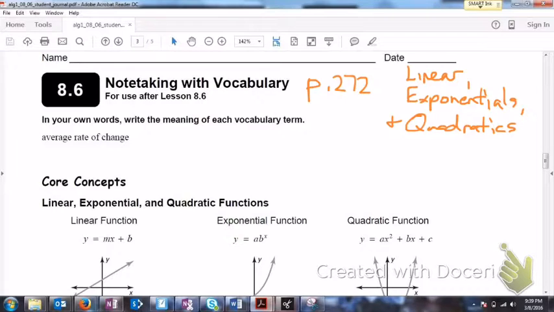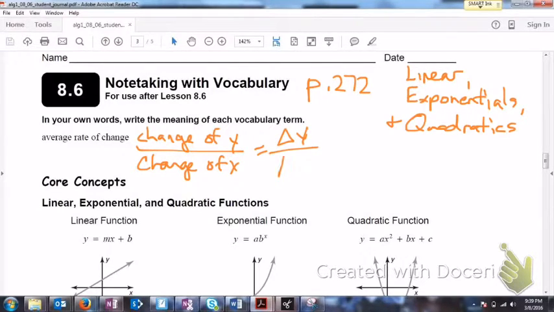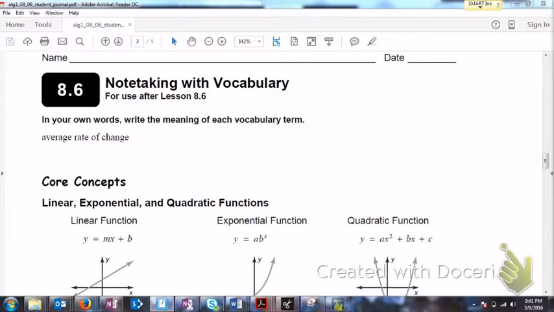Here we go. Let's look at a definition first. The average rate of change. Turns out the average rate of change, we talked about this before. Back with lines, it was the slope. And to find the slope, we just did the change of y over the change of x. Change of y over change of x. And you'll see me use this later as delta y, change of y, over delta x. Just little triangles. Okay, so quick definition. We'll come back to that later on. But let's see what else we've got here.